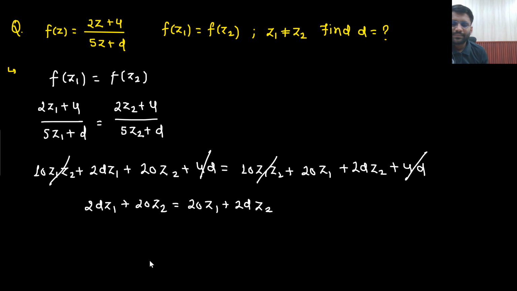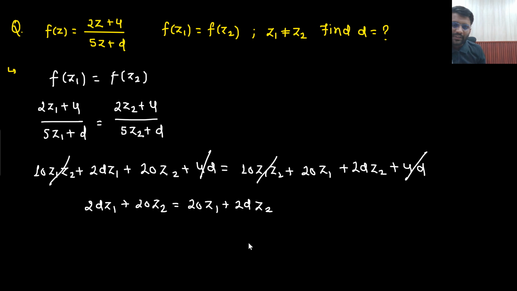Right? D is 10 here. Directly it is visible. D has to be 10. Isn't it directly visible? That D has to be 10. Right? Because if I put D equals 10 here, and D equals 10 here, so 20 z1 plus 20 z2 would be equal to 20 z1 plus 20 z2. So D has to be 10. That's it. Or how we can solve? We are supposed to get the value of d, right?